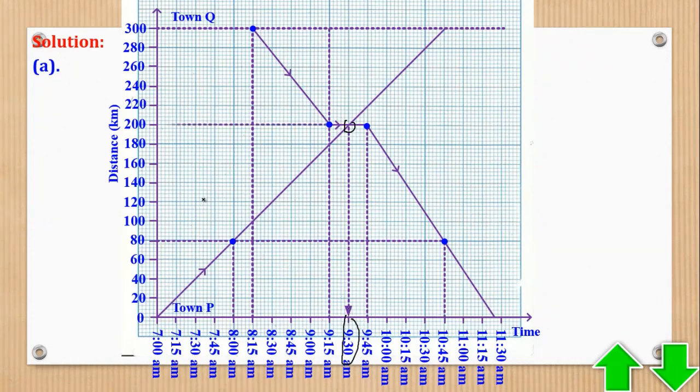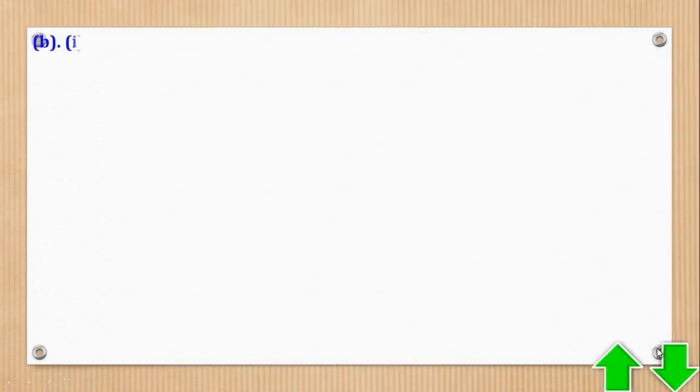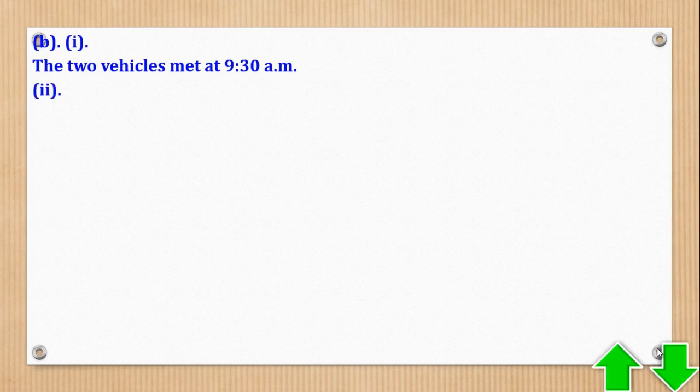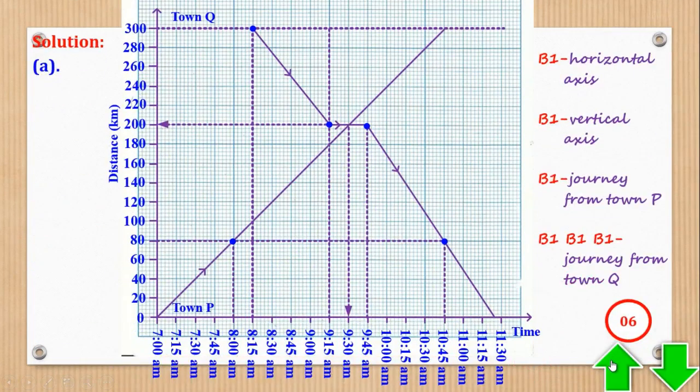And the distance, remember this is 200, but this 200 is from P, but I said from Chu. So from Chu to be 120, 40, 60, 80, 100. So it will be 100. That's what they want. So these are the marks for the graph. And now let's go and state the time and the distance. So the two vehicles met at 9:30 a.m. and the distance from Chu was 100. That was part B. Now we can go to part C.